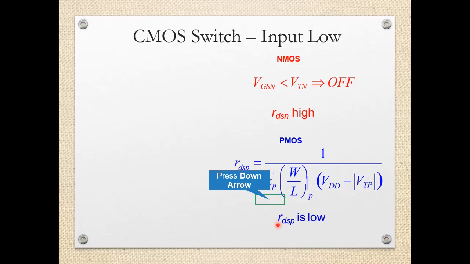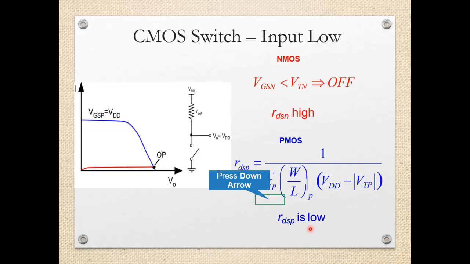Now we'll see the operation of this CMOS switch. The first condition is input is low. How will the circuit operate? We'll see the equivalent diagram. When the input is low, the NMOS will be off. The downward switch, that NMOS device, will be off, so it is shown as an open switch over here. So NMOS will be off and PMOS will be on.